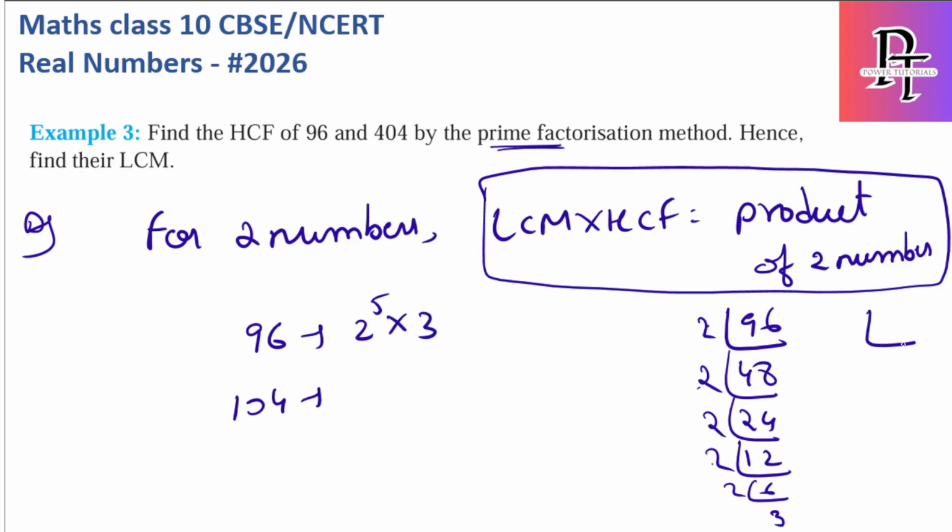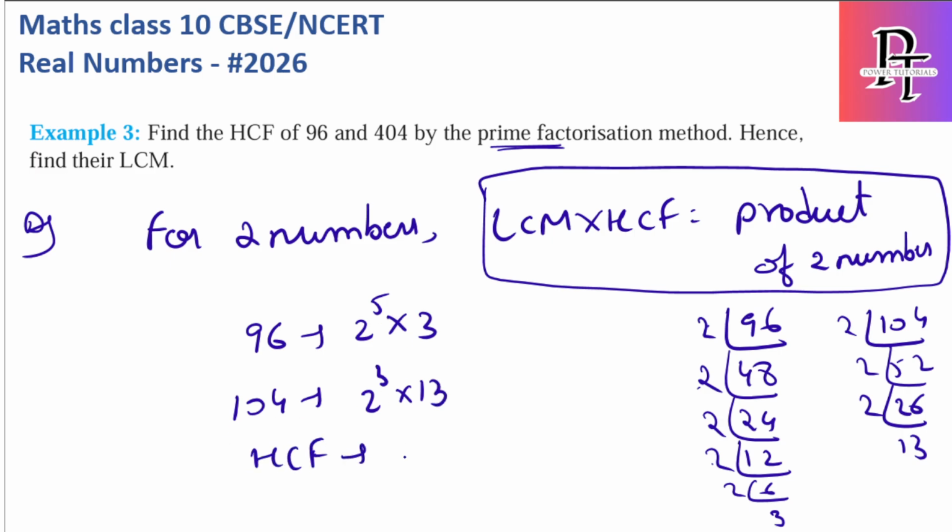What about 104? 2 52s are 104, 2 26s are 52, 2 13s are 26, and 13 is a prime number. So 2 cube into 13. So what is HCF? HCF is what is common. 2 is common. What is the least? For 2 power 5 and 2 power 3, the least is 2 power 3. Hence the HCF I got is 2 power 3, which is 8.